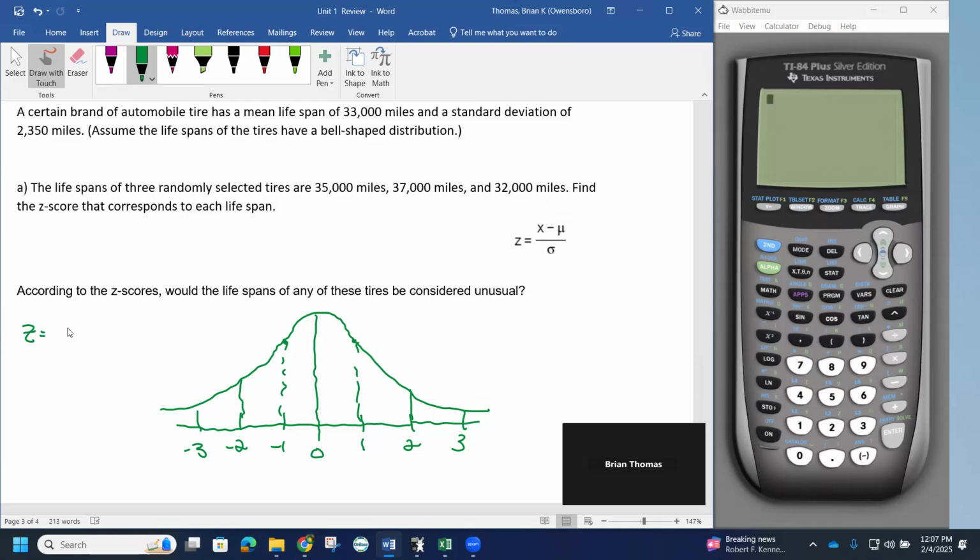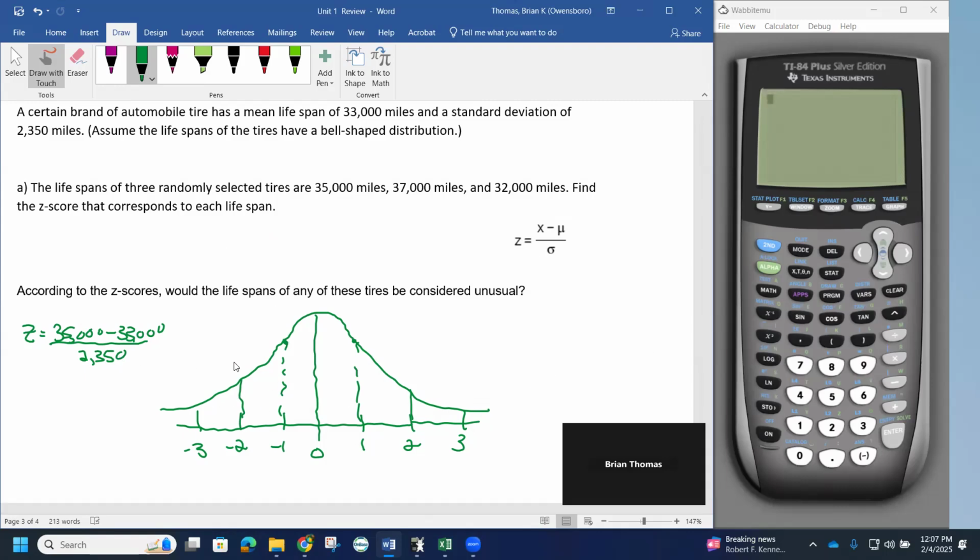To find a z-score, we need the data entry minus the mean, divided by the standard deviation. So we have a tire that was 35,000 miles. If we subtract the mean, which was 33,000, then divide it by the standard deviation of 2,350, that will convert the score into what's called a z-score, or a standardized score.